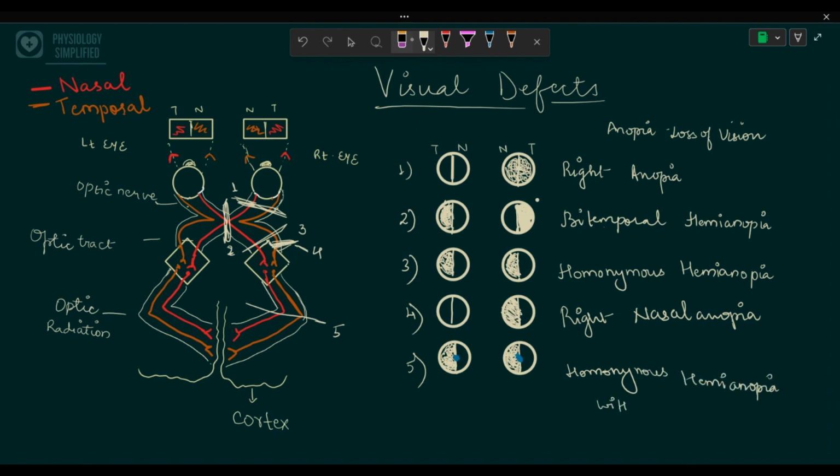Macula is a point in your eye. So I'm writing it in the left bottom. Macula is the center point in your eye, representing the center of vision, or responsible for central vision.